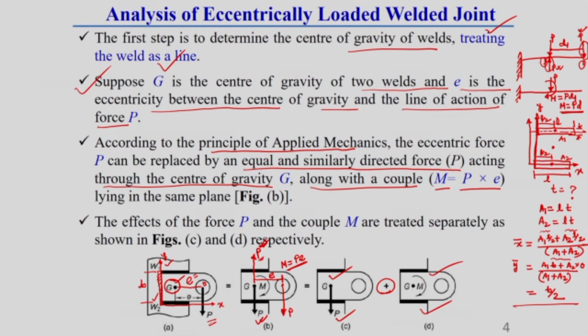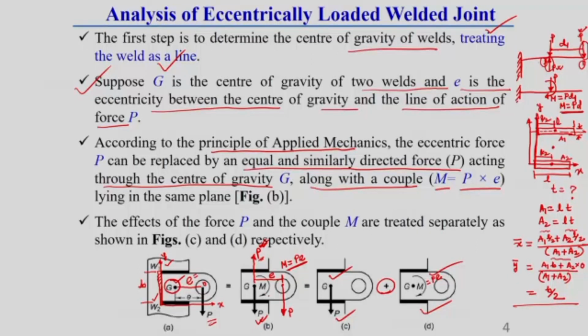So, what is the magnitude of this couple M? The magnitude of this couple M is equal to P into E, and its direction generally depends on the direction of the load. Here we are taking the moment with respect to G. Once we take the moment with respect to G, the couple will generally be clockwise in nature. That is why we have represented it in the clockwise direction.